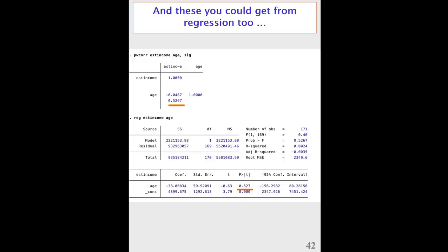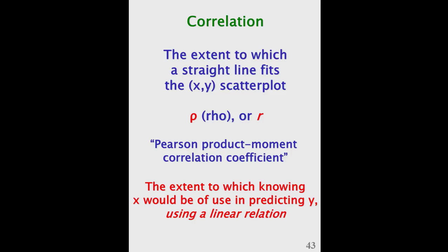Okay, so once more, now hopefully with a bit more substance to it. Correlation is the extent to which a straight line fits the XY scatter plot. The thing is called rho if it's about a population, or R if we calculate it in an actual sample. It's the Pearson product moment correlation coefficient, if you want to be posh about it. And it is the extent to which knowing X would be of use in predicting Y, as long as we try this using a straight line. So no wavy curves are allowed here. We're just trying to figure out if a straight line would fit. Okay, so that's the basic stuff.